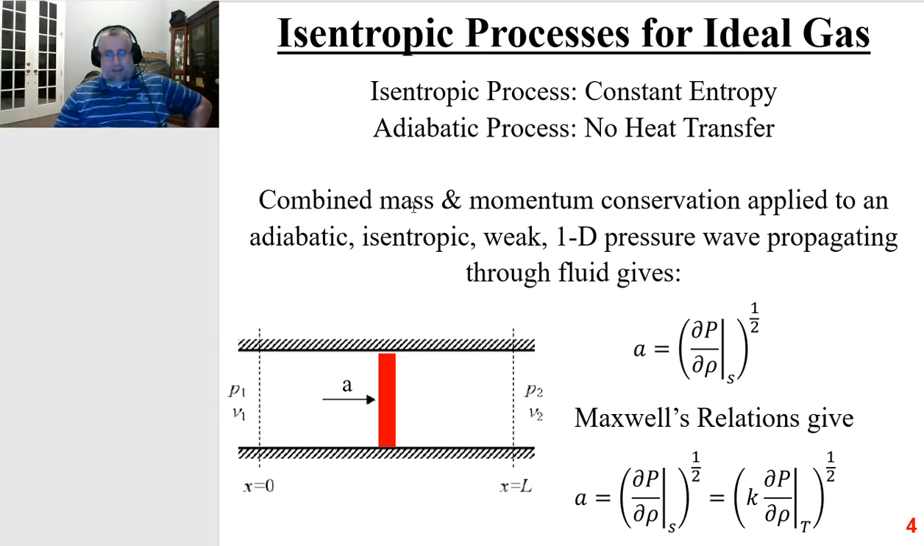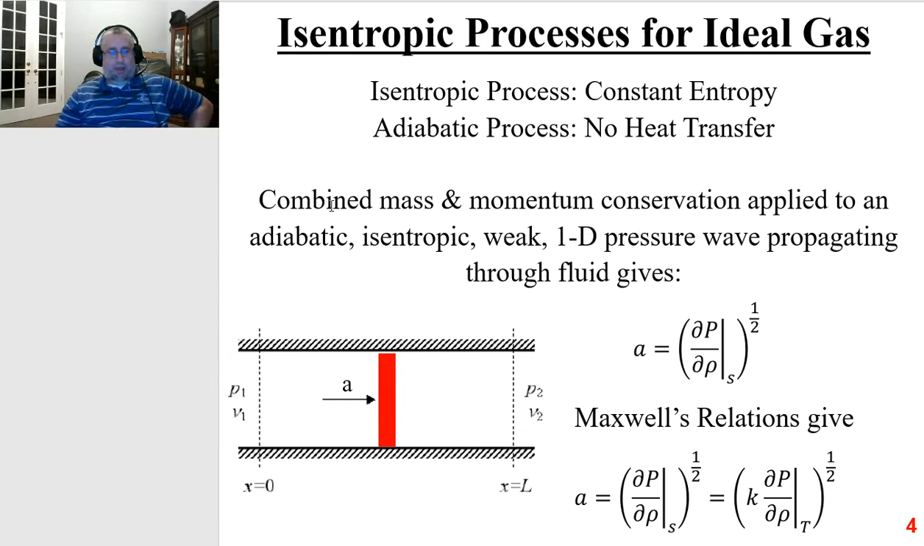Okay, so given that process path information, we can now combine mass conservation, momentum conservation, and thermodynamic laws under the assumption that the flow is adiabatic, isentropic. Any sort of pressure wave propagation is so-called weak. That means it does not have enough energy to exceed the speed of sound in the fluid. The pressure wave is one-dimensional and it's propagating through the fluid.